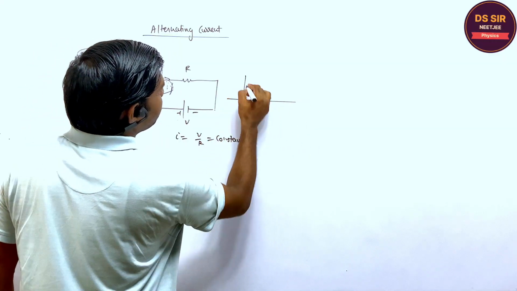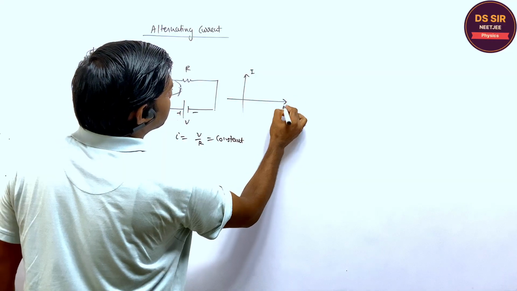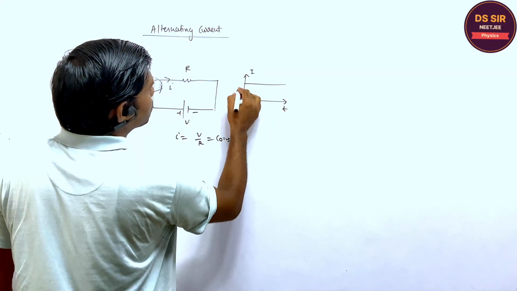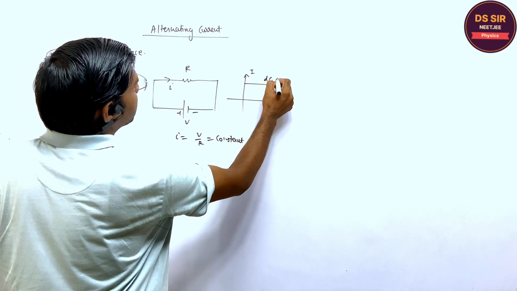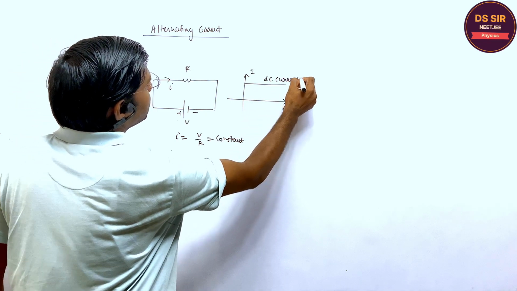It will not change with the time. If you draw the graph between the current and the time, the current remains constant, V upon R. So this is called the DC current, right? Do you understand or not?